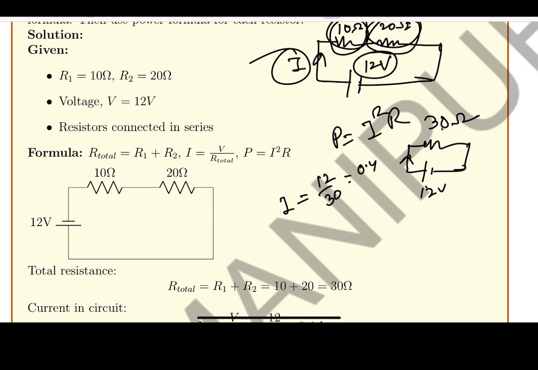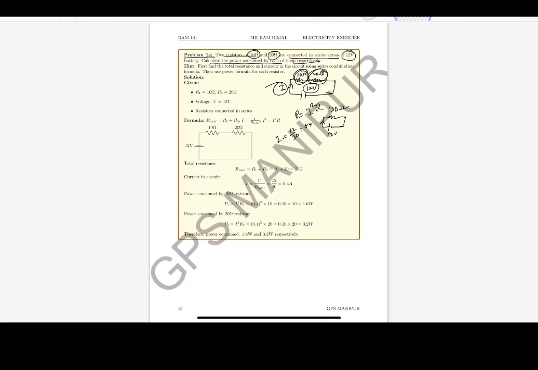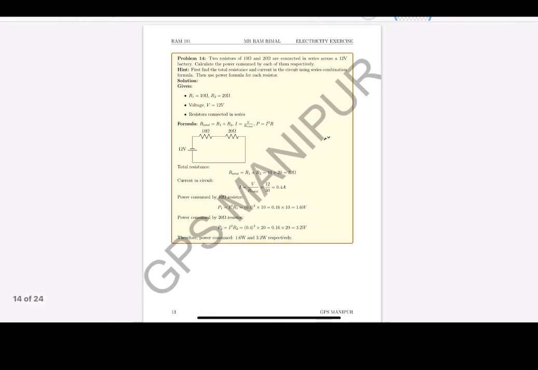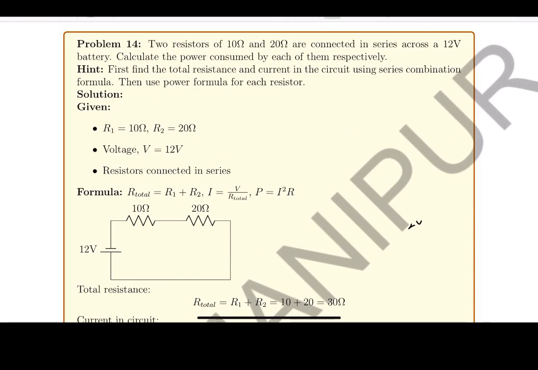So this current, now look, this is how I'll tell you. What is given in the question? Two resistors, 10 ohm and 20 ohm, R1 and R2, are connected in series. Make it like this. The longer line you make upside, this one downside. Now they are connected in series across 12 volt. So this is my 12 volt battery. You can connect the battery here also, same thing.